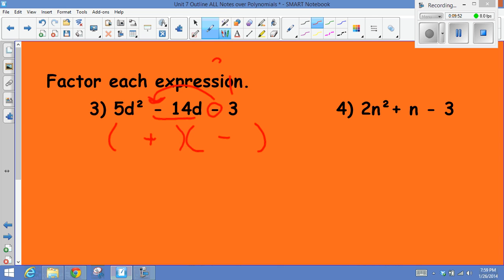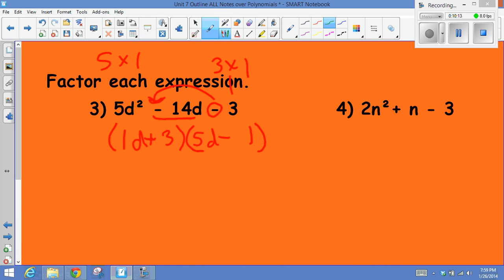The factors of 3 are 3 and 1. So I can go ahead and just put 3 and 1 down here. And then the factors of 5 are 5 and 1, and that's it. So I know I've got a D and a D. And I need 14, so I'm probably going to want to multiply that 3 times the 5. So I'm going to put the 5 here and the 1 here.